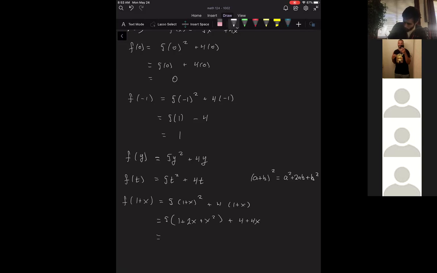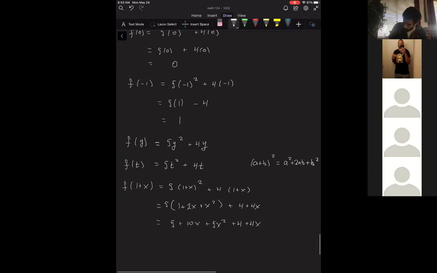So now we distribute the 5, so we have 5 plus 10x plus 5x squared. Now just rewriting 4 plus 4x. And then combining all the like terms, so 5x squared, we got a 14x.